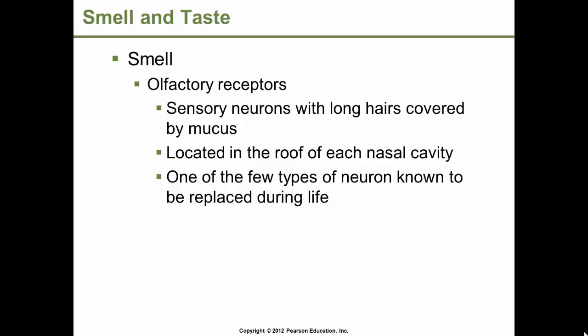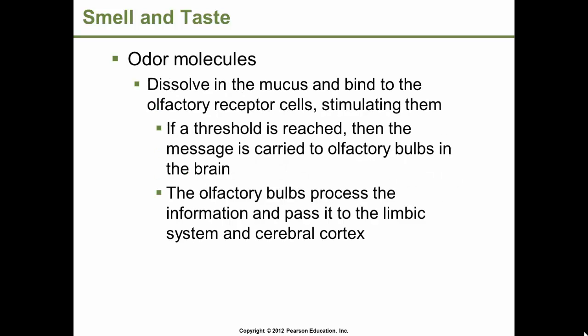Olfactory receptors are sensory neurons with long hairs covered by mucus, located in the roof of each nasal cavity. It's one of the few types of neurons known to be replaced during life, approximately every 2 months. Odor molecules dissolve in the mucus and bind to the olfactory receptor cells, stimulating them. If a threshold is reached, the message is carried to the olfactory bulbs in the brain.